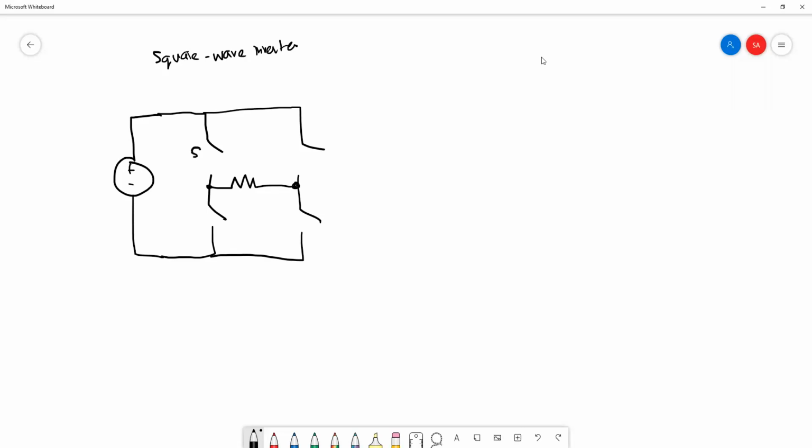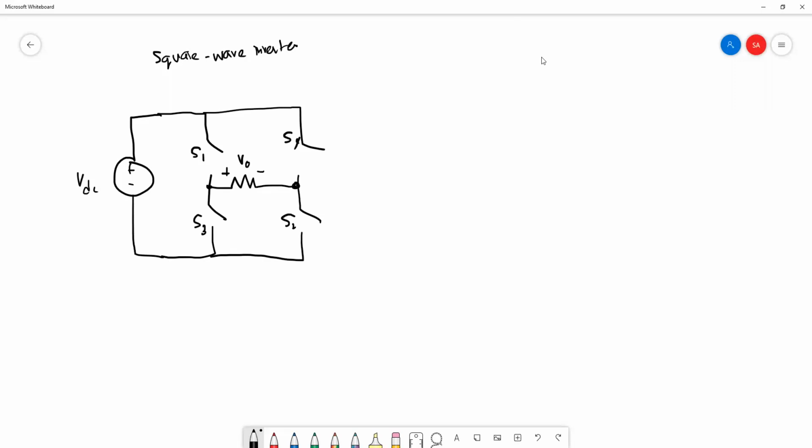So this one is your S1, S2, S3, and S4, and this is your polarity, V out. The load is your resistor, and this is your VDC. Actually, the square wave inverter is the simplest inverter, compared to the other inverters. So without further ado, we go directly to how the switches are controlled in the square wave inverter.